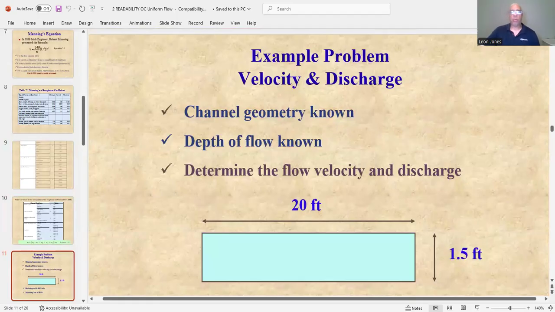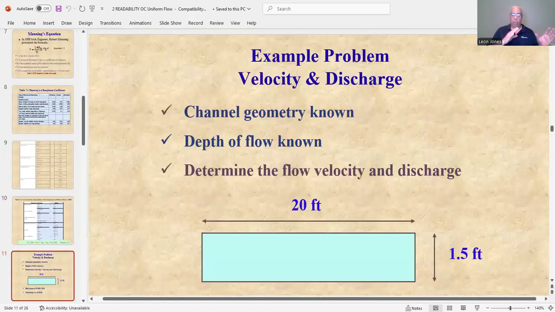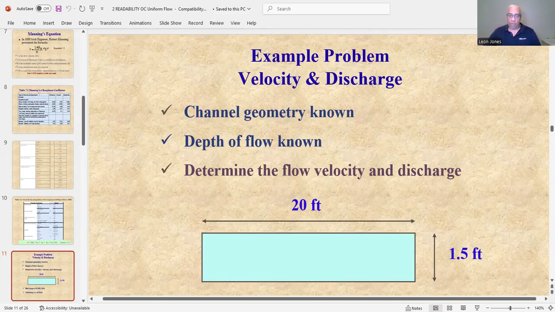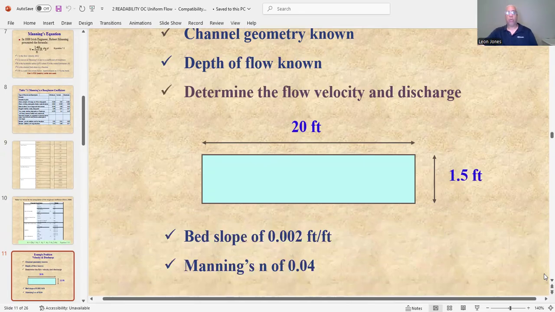All right. You also have an example problem, velocity and discharge. So channel geometry known, depth of flow known, determine velocity and the discharge. Now, first of all, we have a rectangle here. So when I do an area of a rectangle, say 20 by 1.5 feet, it's going to give us about 30 feet squared, 30 square feet. And if you really want to plug in values, this is where you're going to utilize Manning's equation.